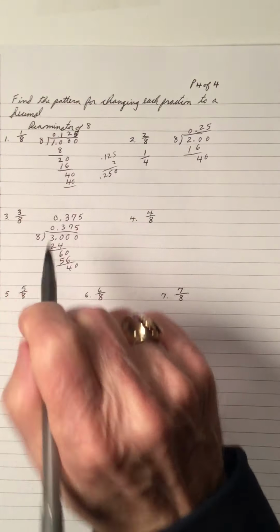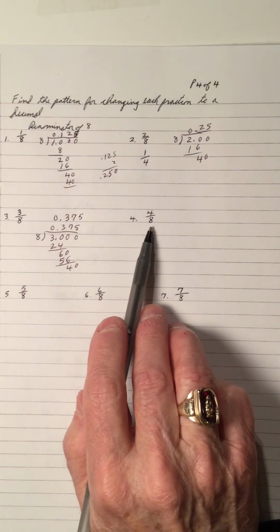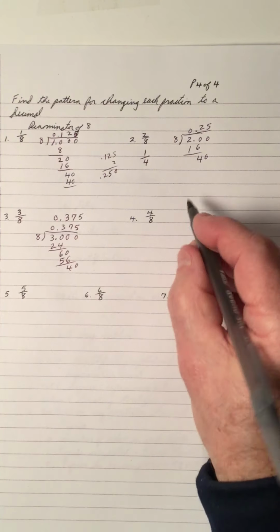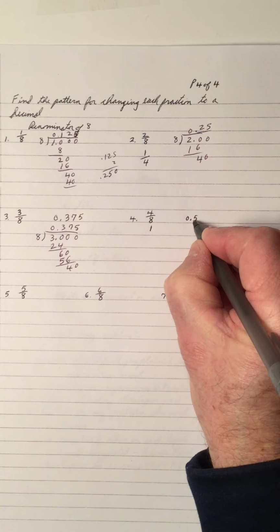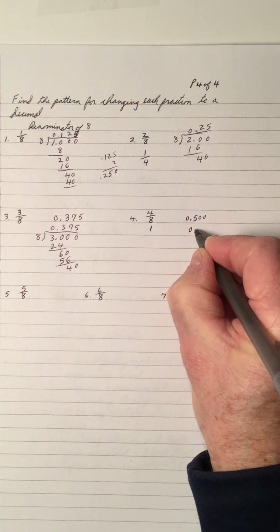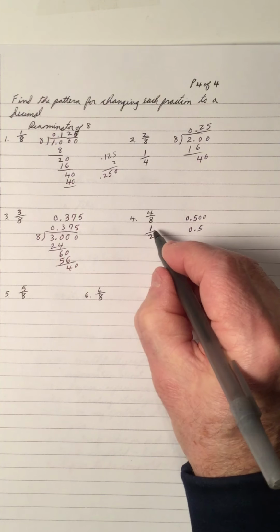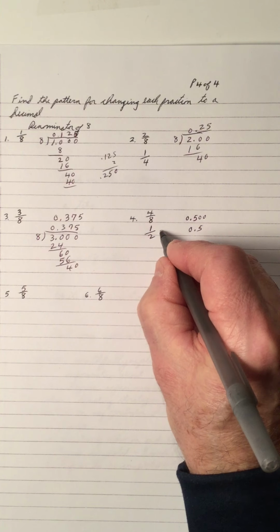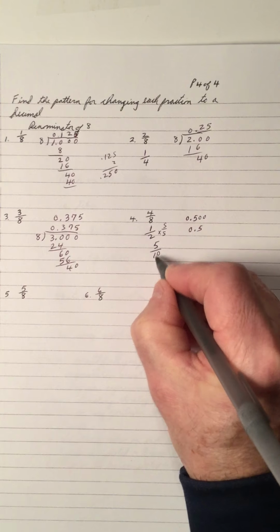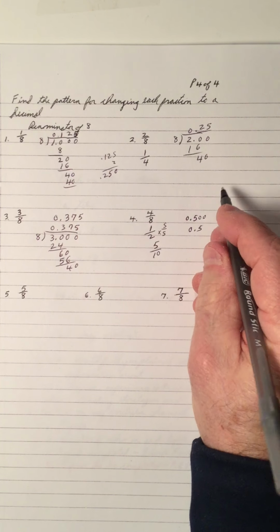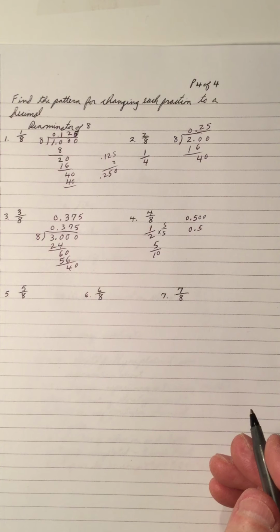4/8 is 4 times decimal 0.125. So 4 times 0.125 makes it 0.500, which is decimal 0.5. 4 over 8 is 1 over 2, and 1/2, if you multiply by 5, is 5/10, and 5/10 is decimal 0.5. 1/2 I have memorized as 0.5.